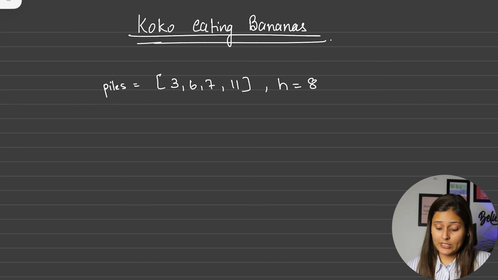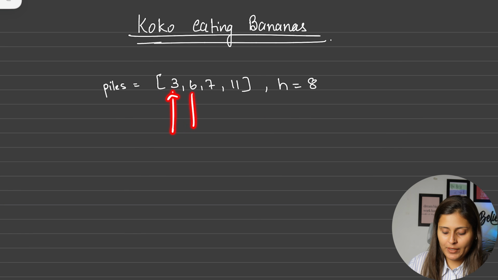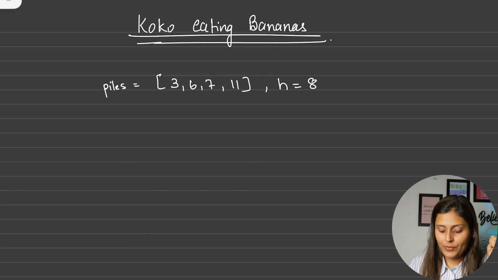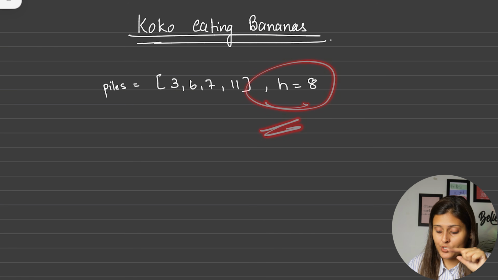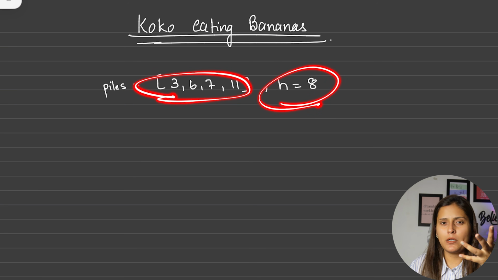So let's come here on the screen. We have been given an integer array, and every ith element indicates bananas. We have to finish within 8 hours, okay. So this is something called time and this is something called numbers, okay. And we have to return speed, okay.